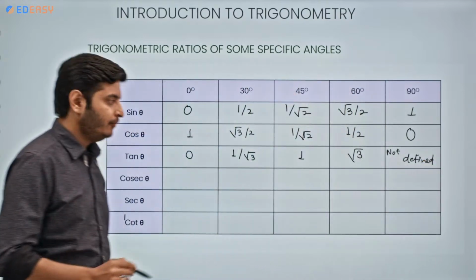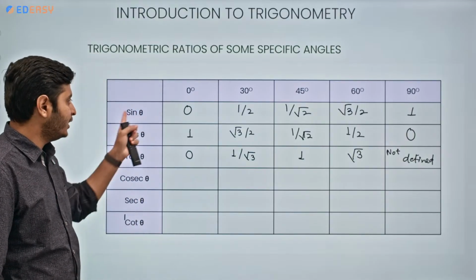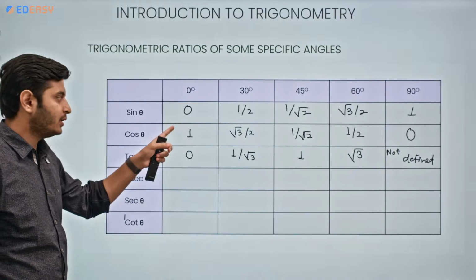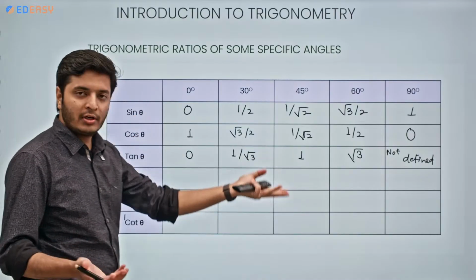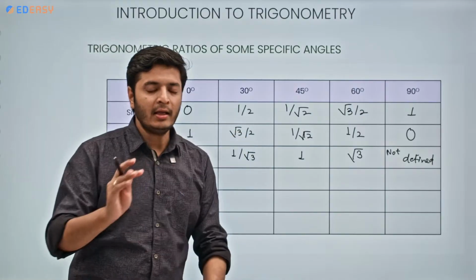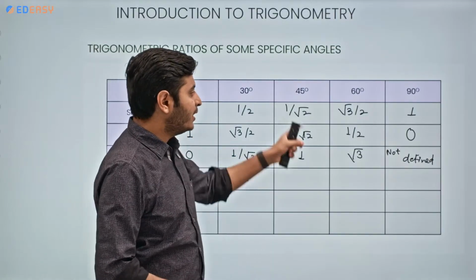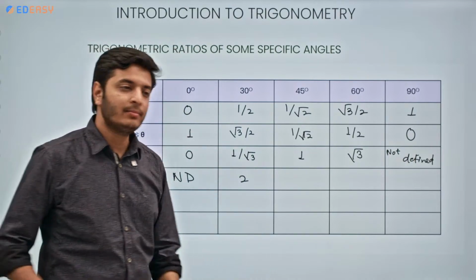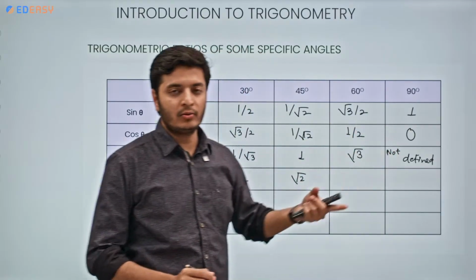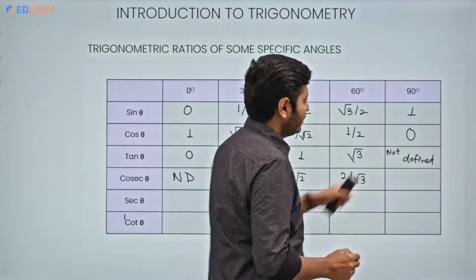Okay. Now you are going to do one thing. Cosecant theta is the reciprocal of sine theta. So find the values of the reciprocal of sine theta. So 1 by 0, again a not defined situation, so I will write ND in short. Then 1 by 1 by 2 will become 2. 1 by 1 by root 2 will become root 2. 1 by root 3 by 2 will become 2 by root 3. And 1 by 1 is 1.